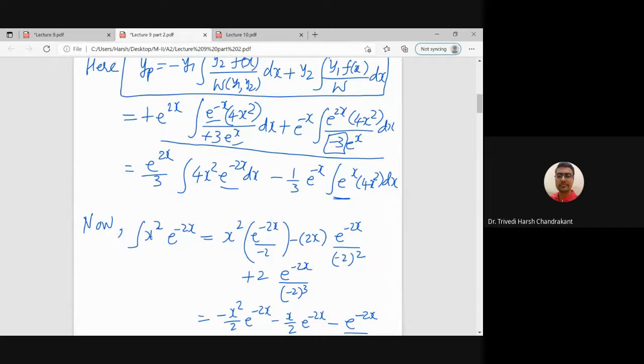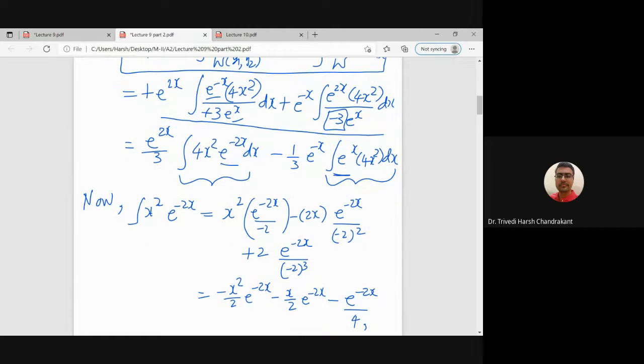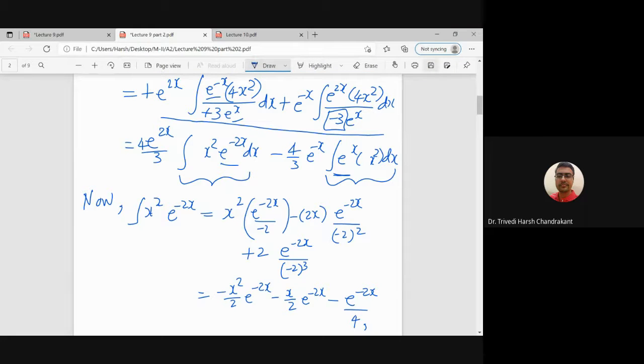So now what is the next thing? We need to find these two integrals. Let us start with the first integral. If we take 4 outside, then this will become 4 times this function. Similarly, we take 4 outside of this term, so we need to find both these integrals.